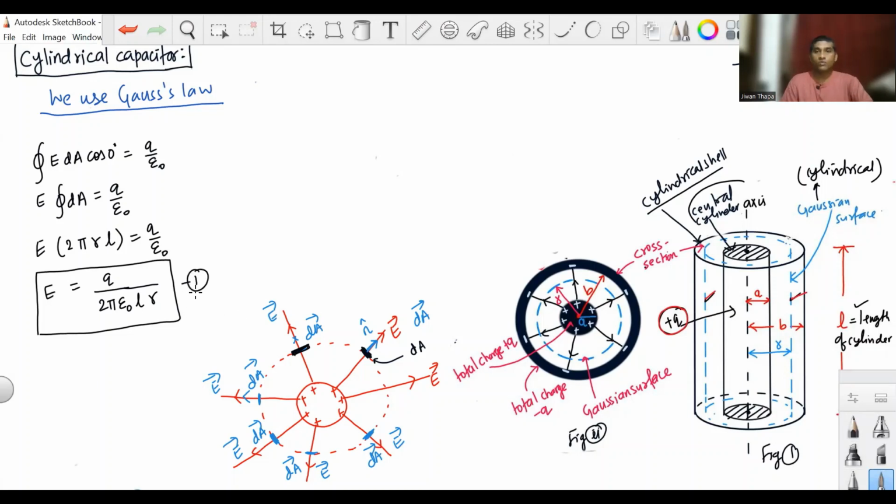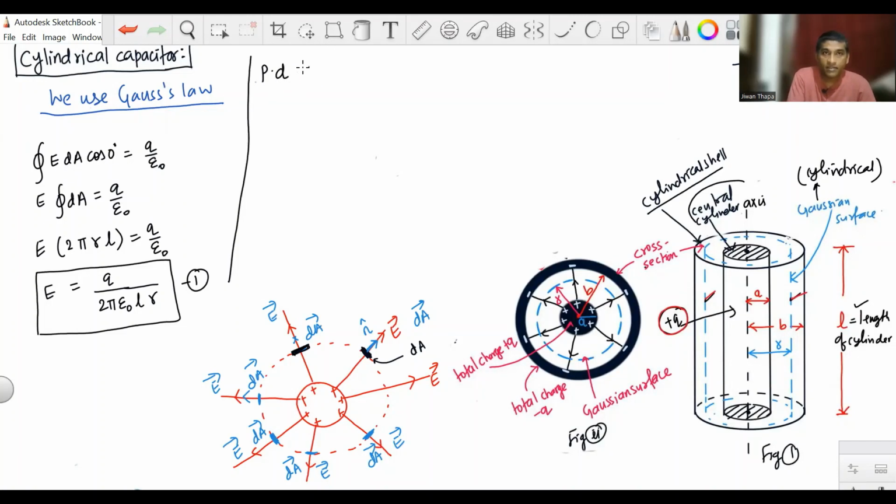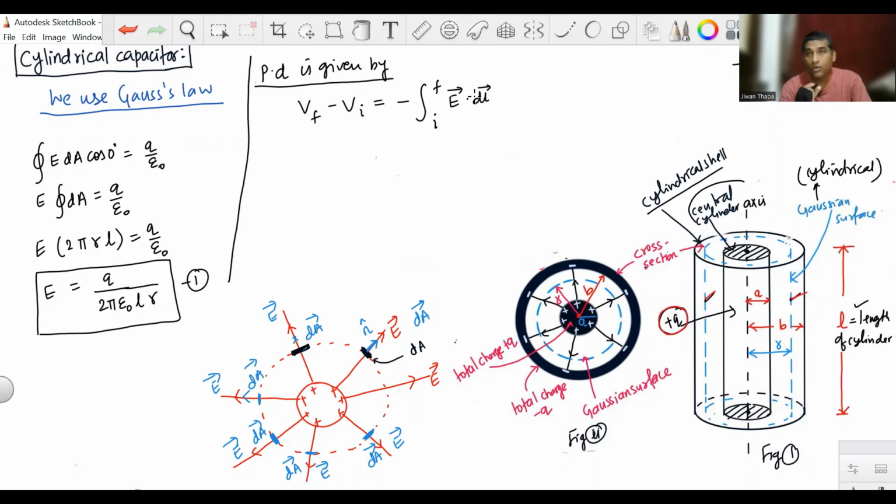Now, as I said earlier, we need to find potential difference between the central cylinder and the cylindrical cell. The potential difference is given by Vf minus Vi, where i denotes initial and f denotes final. So this equals minus the integration from initial to final of E dot dl, in vector form. This is a general expression for potential difference.